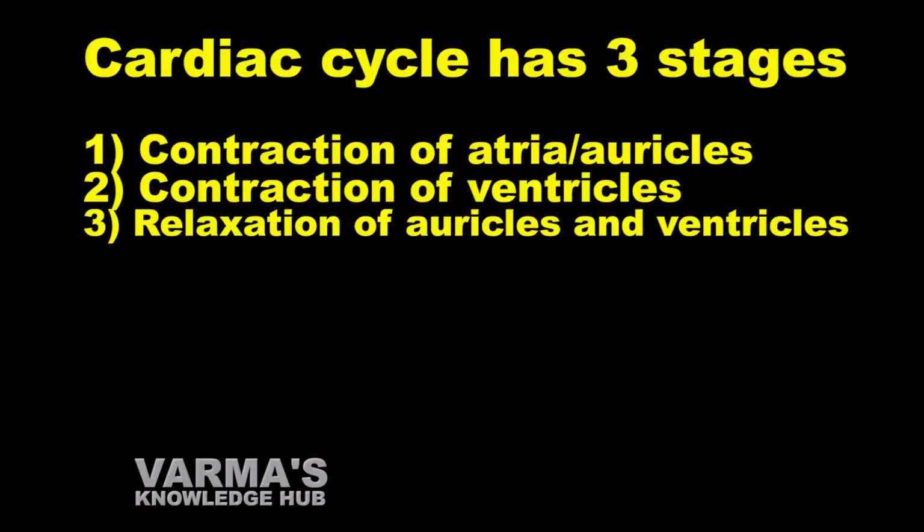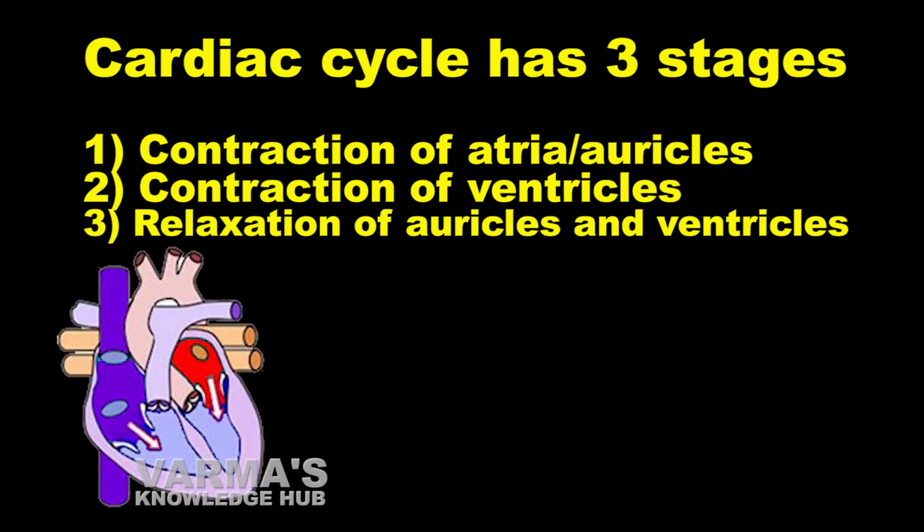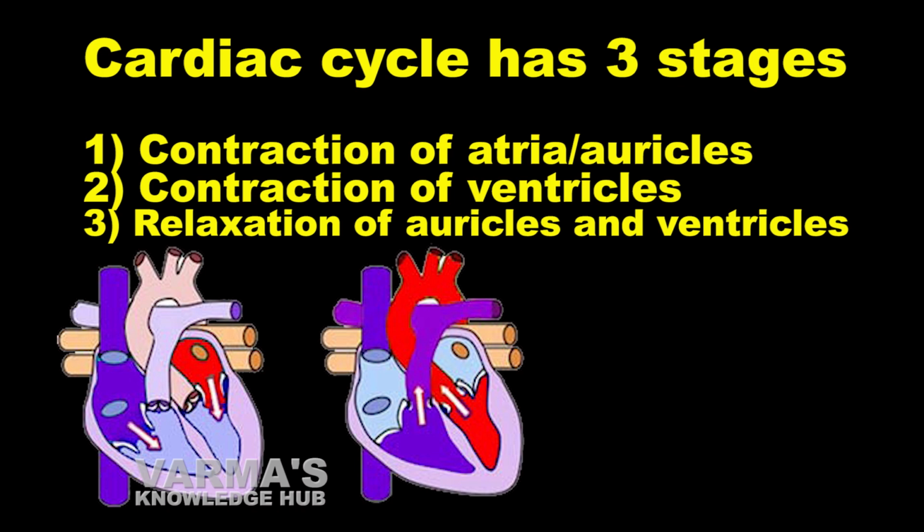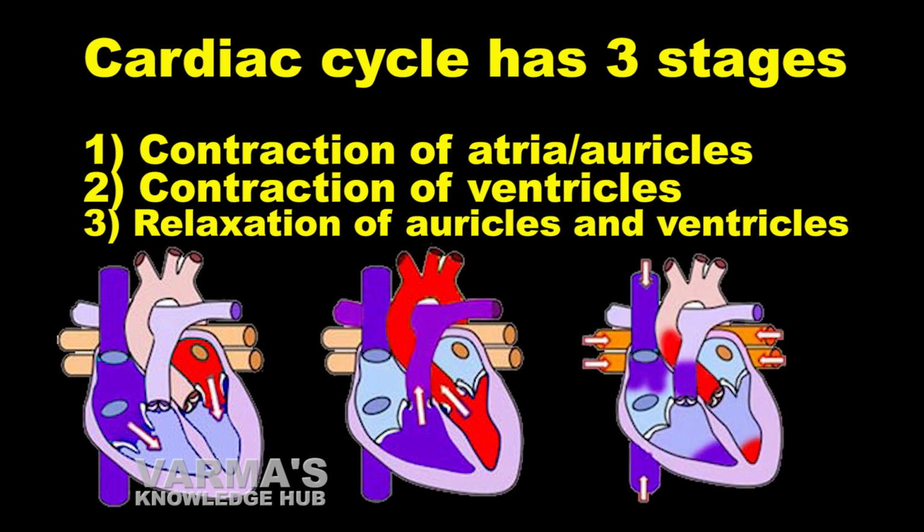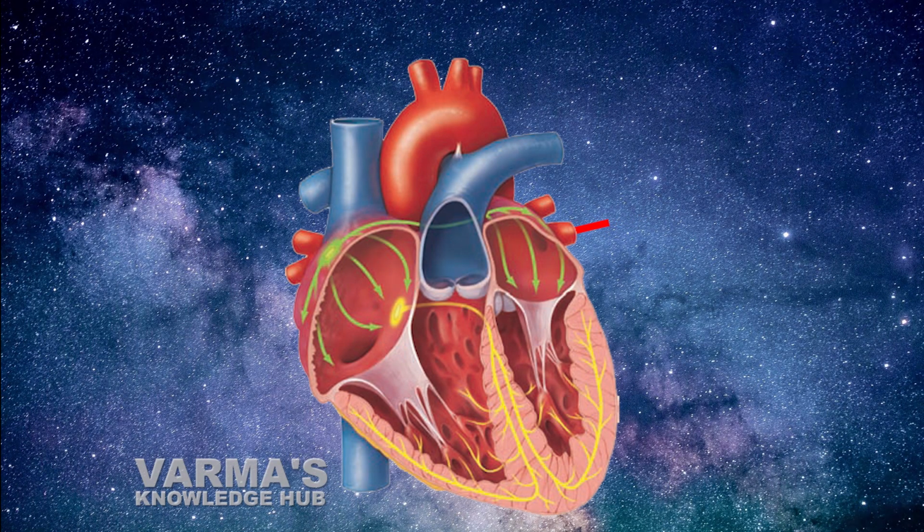The cardiac cycle can be divided into three steps. They are: contraction of the auricles is the first step, contraction of the ventricles is the second step, and the third step is relaxation of the auricles and ventricles together. When the blood enters the left atrium and at the same time the right atrium receives impure blood, both of them contract simultaneously, and the blood enters the right ventricle and left ventricle.